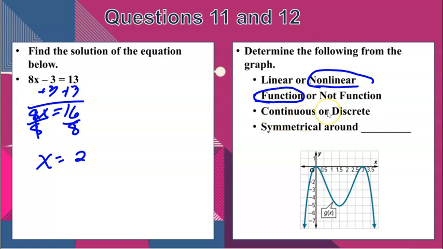Is it continuous or discrete? Discrete means it's separate points that are not connected. Continuous means there are no gaps, jumps, or breaks in the line. This one is continuous. And then it's symmetrical. It is symmetrical because I could draw a line of symmetry straight through here, and it's mirror images on both sides. And it's symmetrical around the point where x is equal to 1.5.